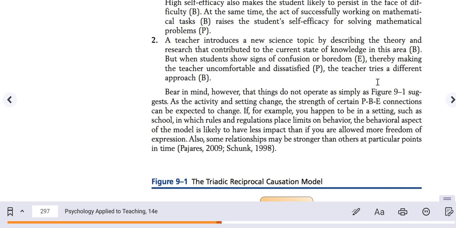Bear in mind, however, that things do not operate as simply as Figure 9.1 suggests. As the activity and setting change, the strength of certain BPE connections can be expected to change. If, for example, you happen to be in a setting such as a school in which rules and regulations place limits on behavior, the behavioral aspect of the model is likely to have less impact than if you are allowed more freedom of expression. Also, some relationships may be stronger than others at particular points in time.